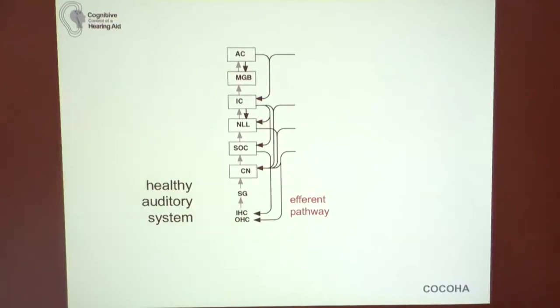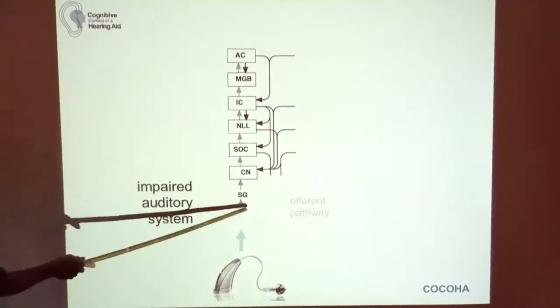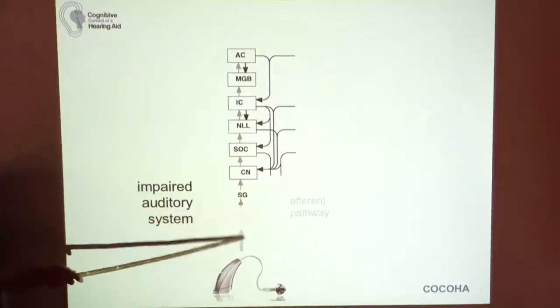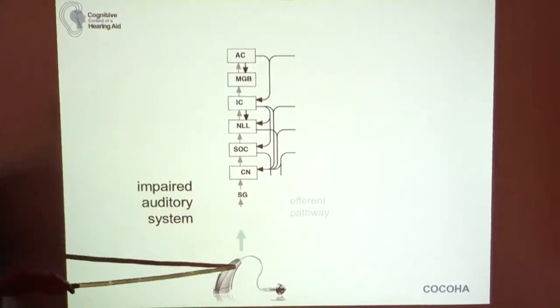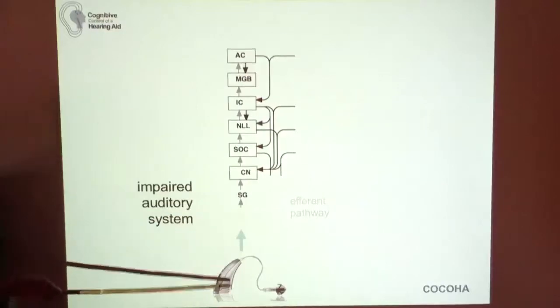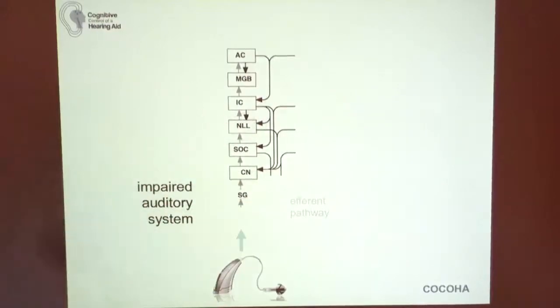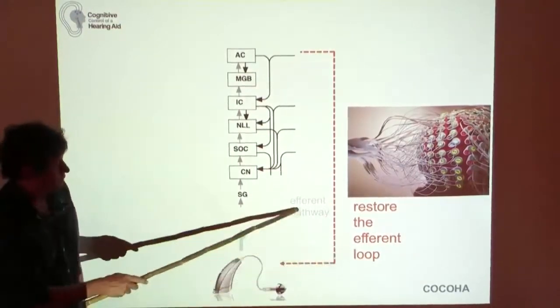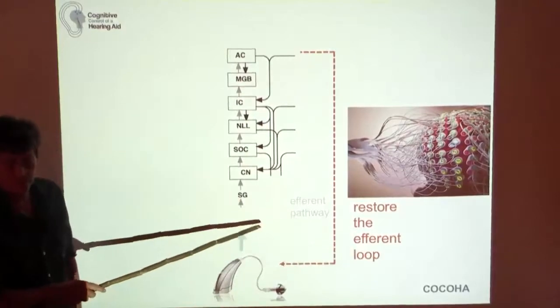So in the impaired system, this part here is damaged. And what we have available to alleviate this damage is the hearing aid. It's going to repair the pathway that goes up. But it can't restore the pathway going down. That part is missing. And so you could say that what we're trying to do is, in some sense, conceptually equivalent to restoring the efferent pathway that is lost in this case.